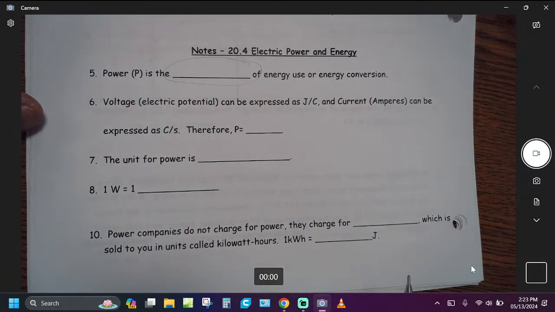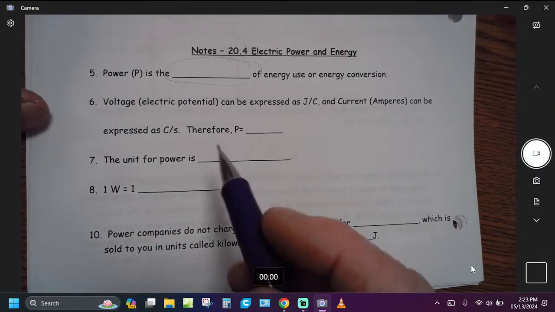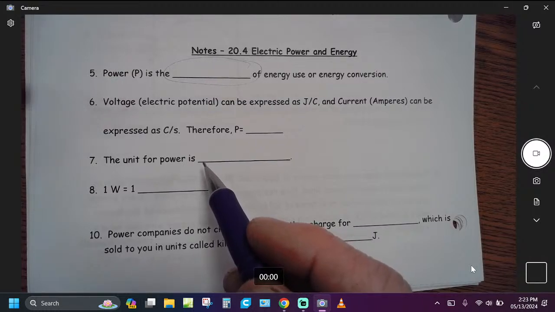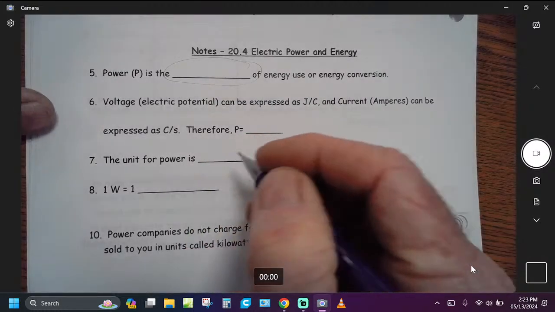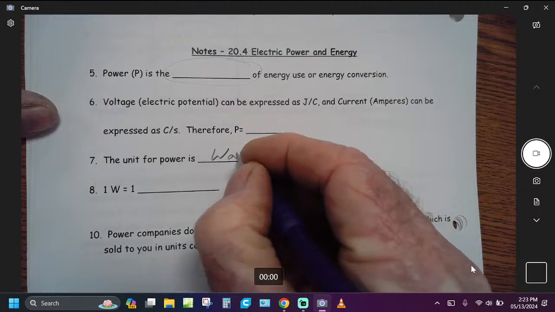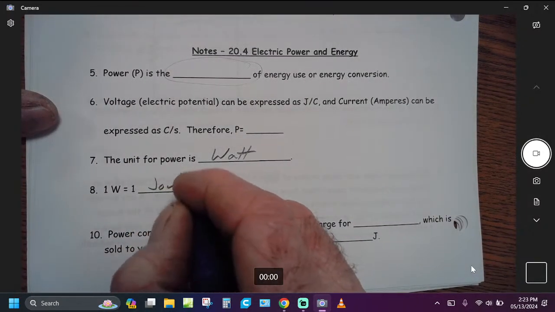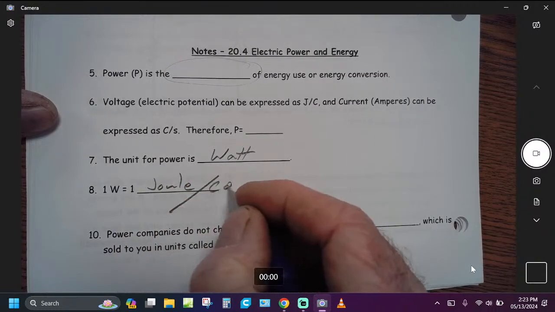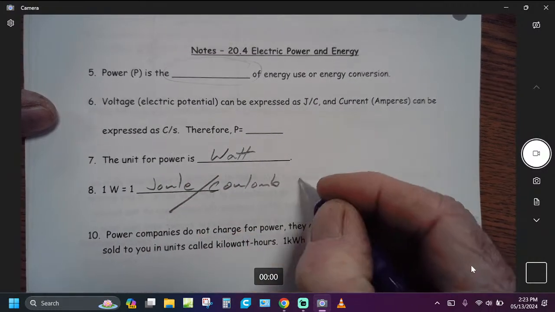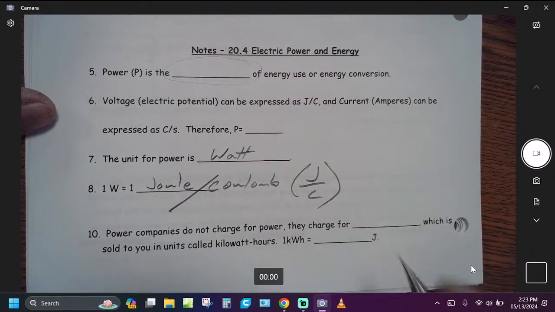So power, let's come back. The other class didn't know what was there, but I think we can do it. You remember the units for power from earlier in the year? Watts. The unit for power is watt. And 1 watt is 1 joule per coulomb.